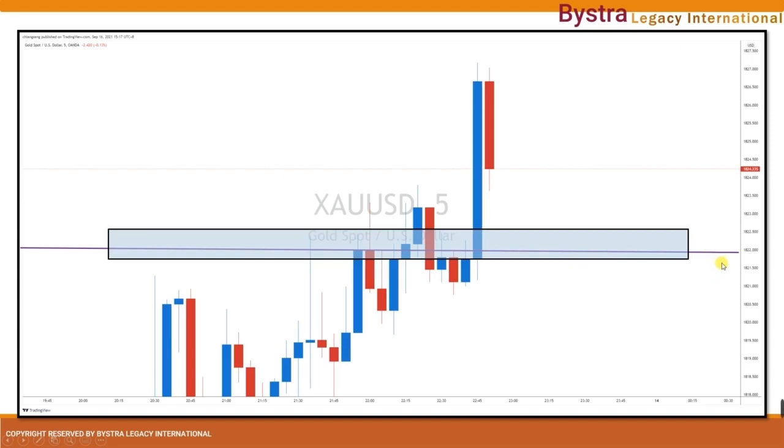Now, where do we set our pending order for SNRC2? We set our pending order buy limits on this horizontal line here. So this will be your pending order for your buy limits.